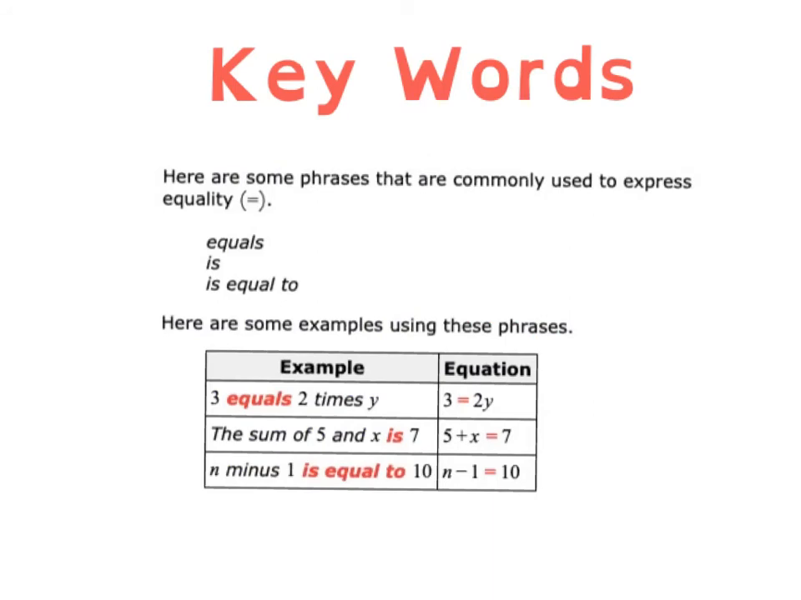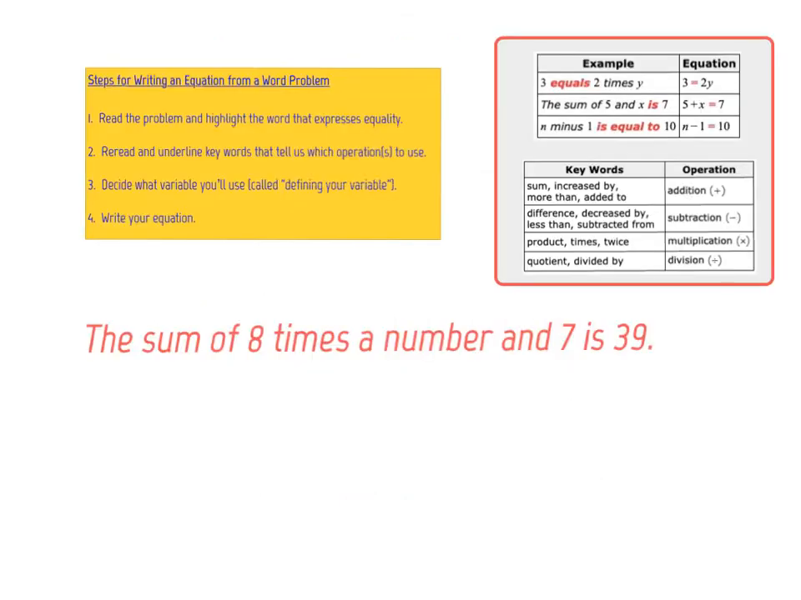And just like there are keywords that suggest different operations, there are also key phrases that are going to hint that we are using an equality symbol, like equals, is, or is equal to. And you can see some examples down below. All right, let's try some of these now. One thing to note is that the more of these that you do, the better you'll get at them, just like a lot of things.